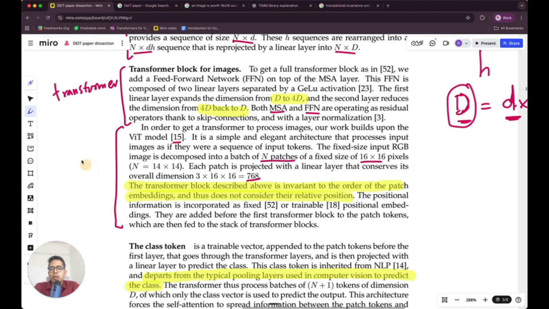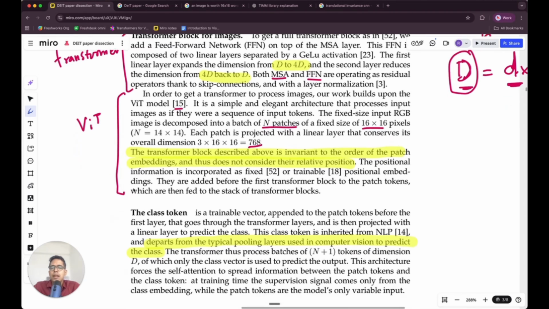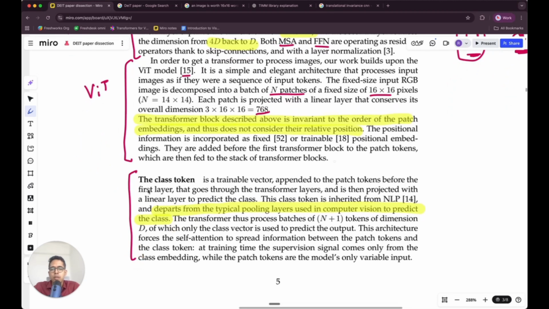This is about vision transformer. And next is about the class token within the vision transformer. The class token is a trainable vector appended to the patch tokens before the first layer that goes into the transformer layers. So an image which shows this will be worth it.